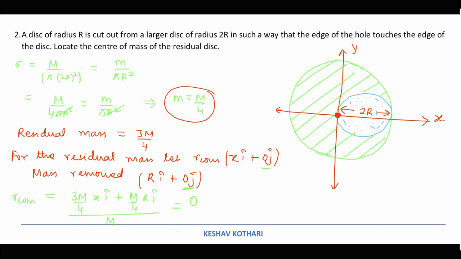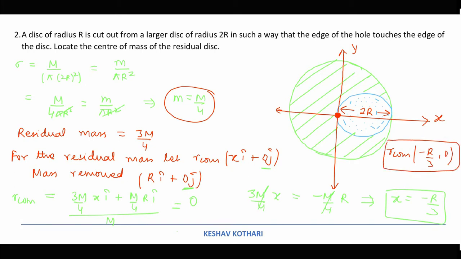So from here I can solve that 3m by 4 into x is equal to minus m by 4 r, and the value over here turns out that x is equal to minus r by 3. So the position vector of the center of mass is going to be minus r by 3 comma 0. So for the residual system, the center of mass is going to be minus r by 3 comma 0.